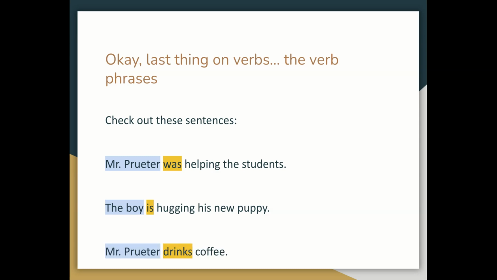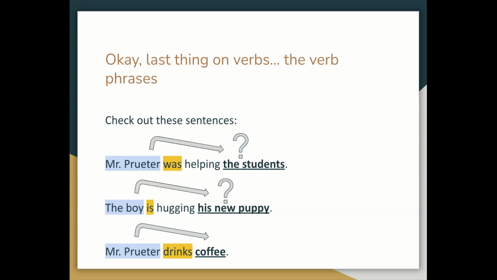But let's go back to this. Mr. Pruder drinks coffee. We talked about this one. Here's the issue, though. That sentence looks great because what is Mr. Pruder doing to the coffee? He's drinking. Single word here. But if we take that same approach, we can't do that here. What is the boy doing to his new puppy? We wouldn't say the boy is his new puppy, but we would say Mr. Pruder drinks coffee. We wouldn't say Mr. Pruder was the student. We would say there's more to it than that. So Mr. Pruder does what to the coffee? He drinks. Therefore, that's our verb.